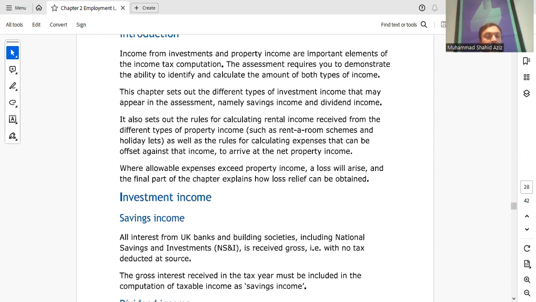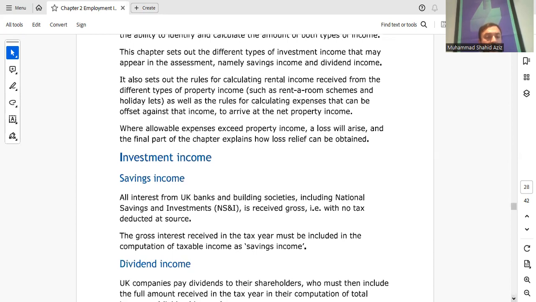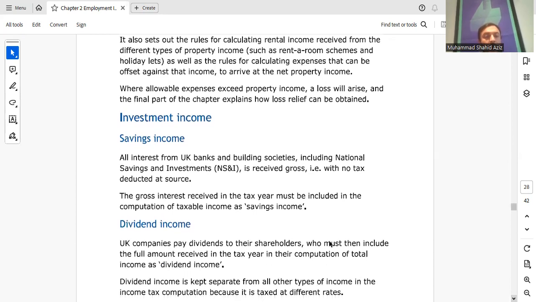So investment income. Investment income includes savings income and dividend income. Savings income is, for example, National Savings and Investments, and also interest from your UK bank accounts. If you remember the template from my previous lectures, all the savings income we need to show separately. And dividend income is any income from the shares and stock that you have invested in.